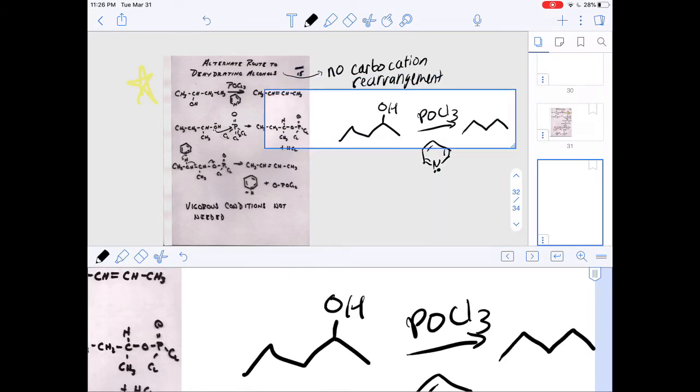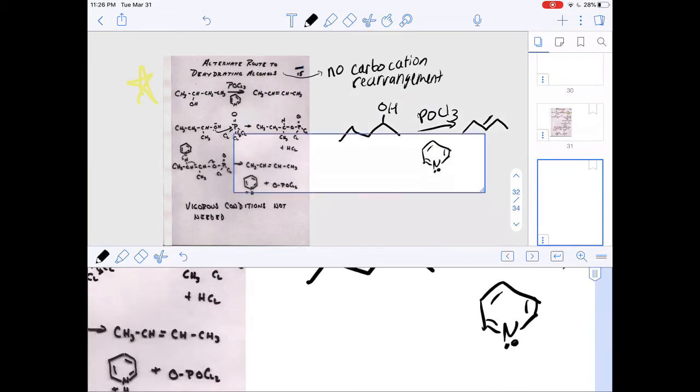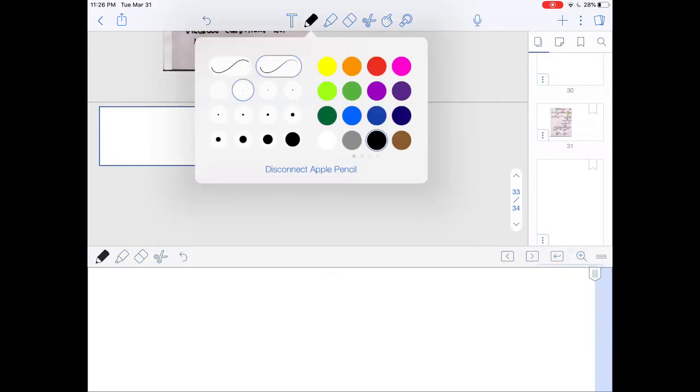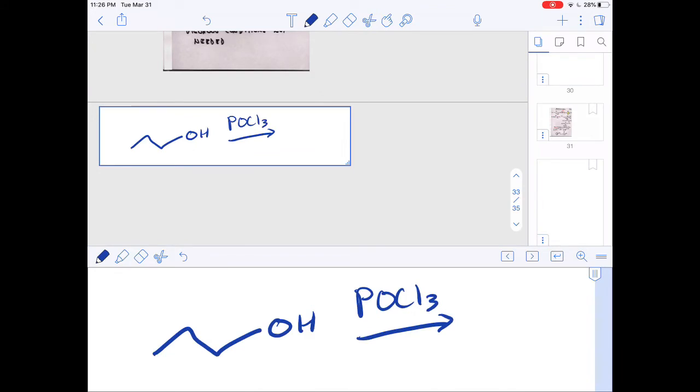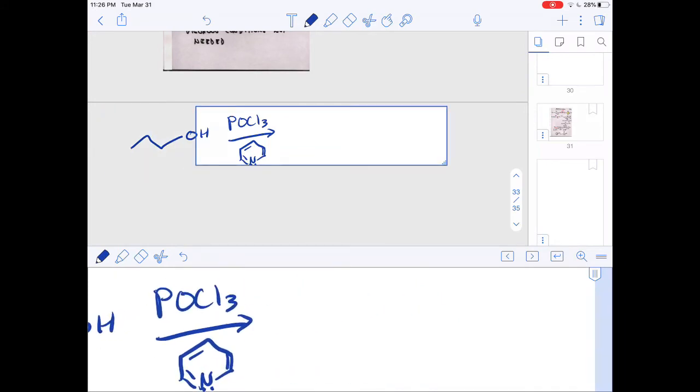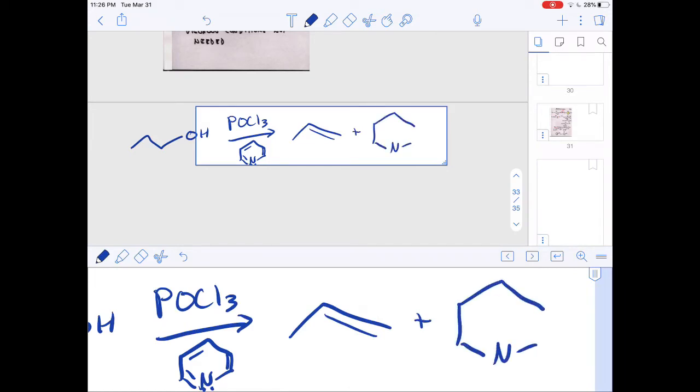And then you get the more substituted double bond. Okay. So let's give you guys a practice mech. Say you're starting with this, and you have POCl3 over pyridine. Your answer is going to be this plus the protonated pyridine. I'm going to get to the mech. This is just the overall reaction.